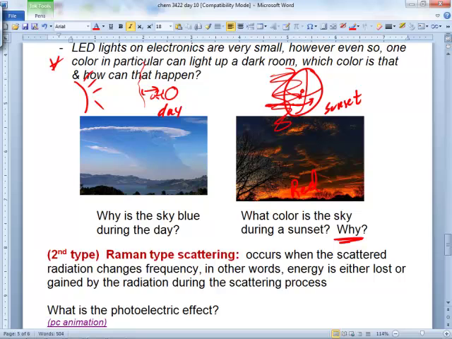A lot more atmosphere to get through. Much more scattering. That's all. So what's the color that is the most difficult to scatter? Red. So you see a reddish sky.